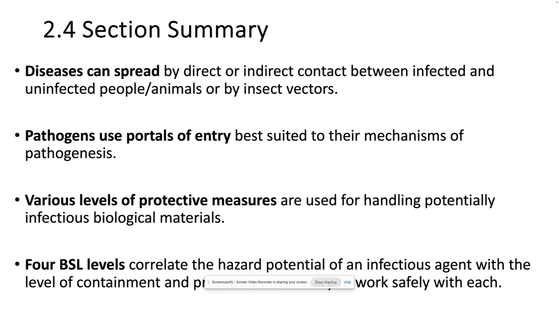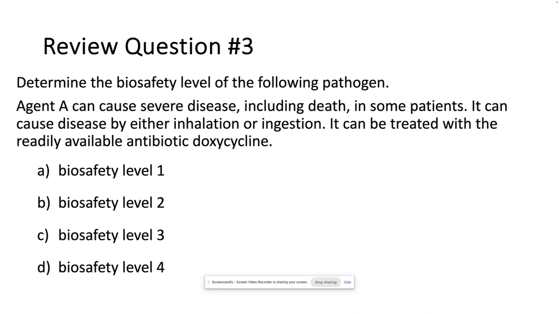We talked about how diseases can spread and the possible portals of entry. We talked about the various precautions that you can have for handling infectious materials, and we talked about the 4 biosafety levels in the lab. Okay, so we are actually going to go on to 2.5. But before we go on to 2.5, let's do review question number 3.